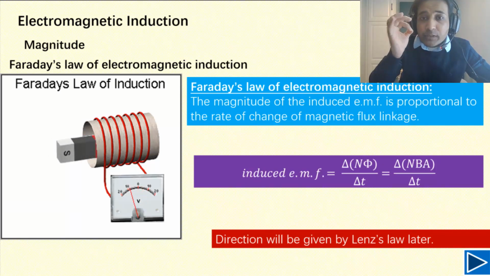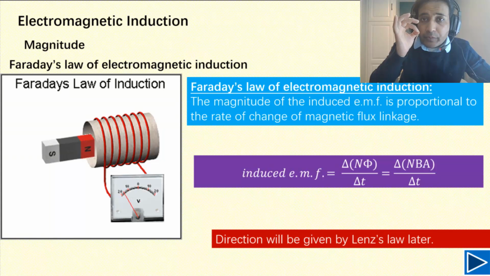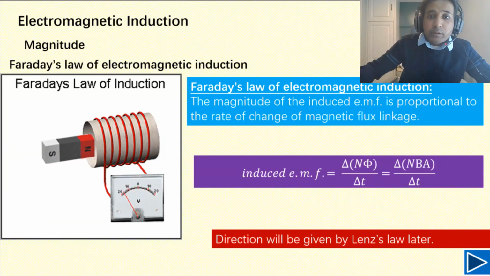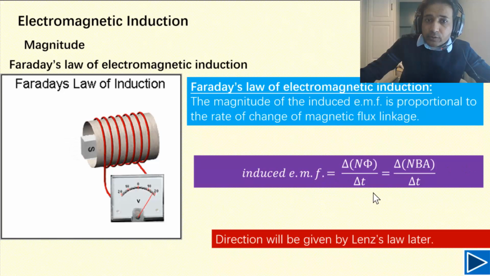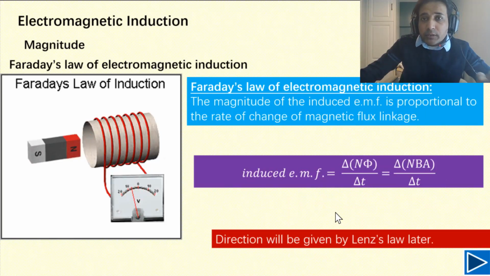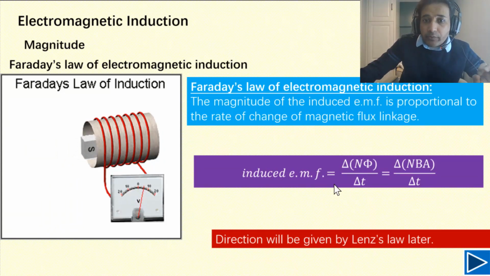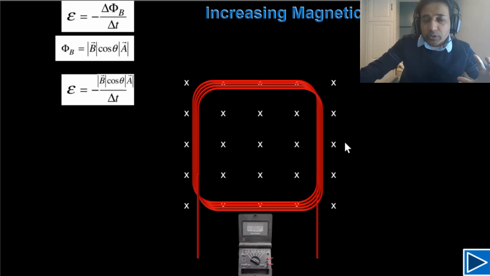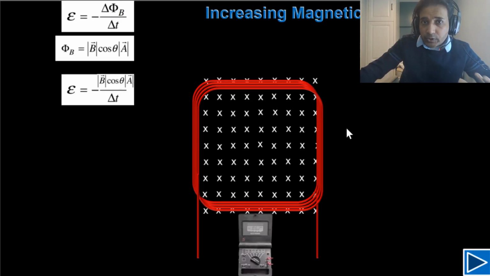But I will emphasize that it is proportional to the rate of change of magnetic flux linkage. Rate of change of, that is the main concept. And then I will also introduce this equation, but here we will not talk about direction. The purpose of this animation is to let them see that if the magnetic field is changing, there will be induced EMF.